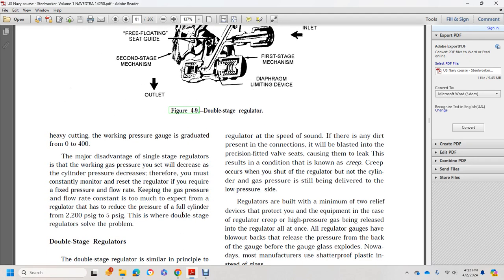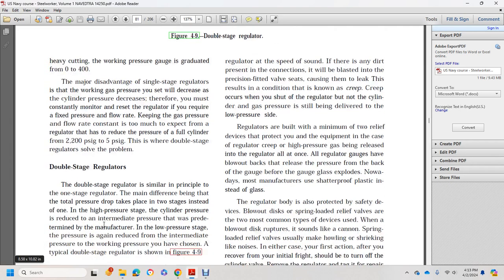The major disadvantage of a single stage regulator is that the working gas pressure changes with the decrease of the cylinder pressure, therefore you must constantly monitor and readjust the regulator to fix the required pressure and flow rate. To keep the gas pressure and flow rate constant, you need a regulator that reduces the pressure of the full cylinder from 2200 psi gauge to 5 psi gauge, where the double stage regulator solves the problem.